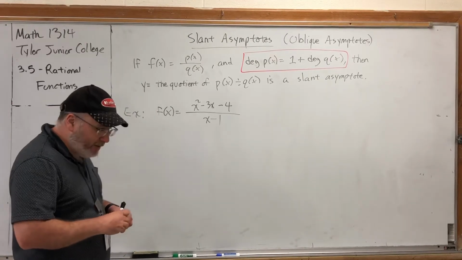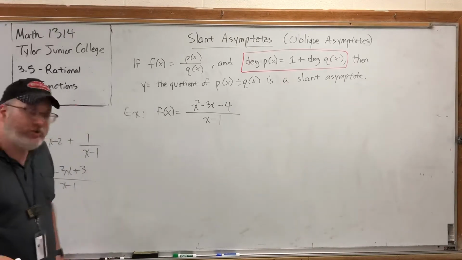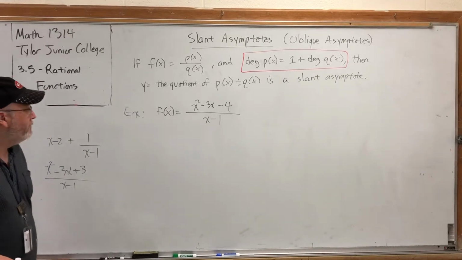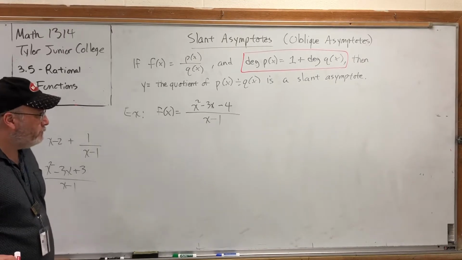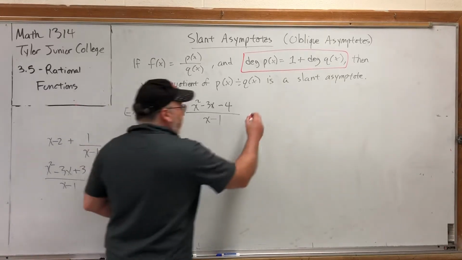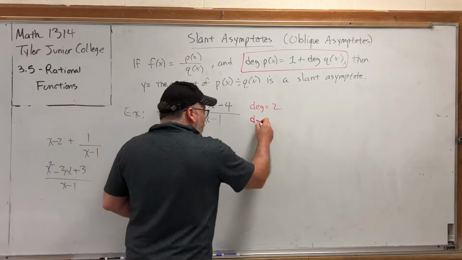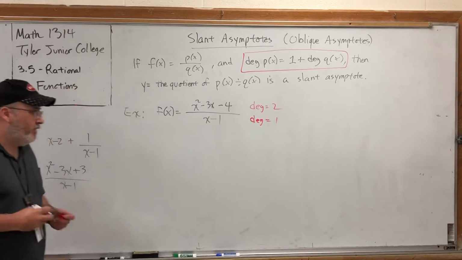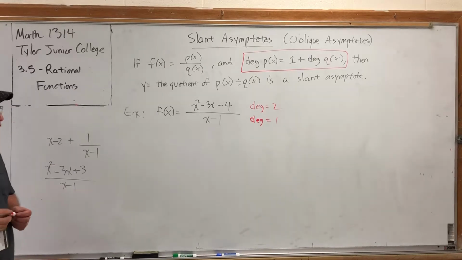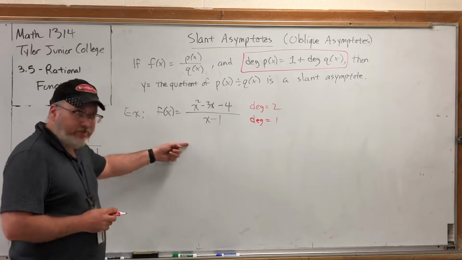So identifying when they occur is easy. Locating them depends upon doing a division problem. In this example, f of x equals x squared minus 3x minus 4 over x minus 1. Notice that the degree of the numerator, which is 2, is 1 more than the degree of the denominator. Because of that relationship between the degrees, this will have a slant asymptote. To locate it, we have to perform the division problem.